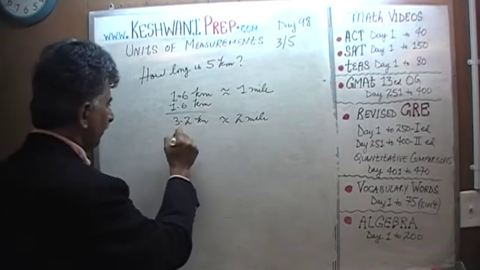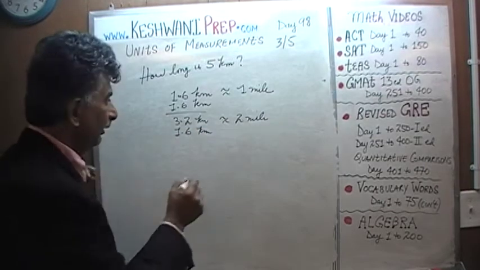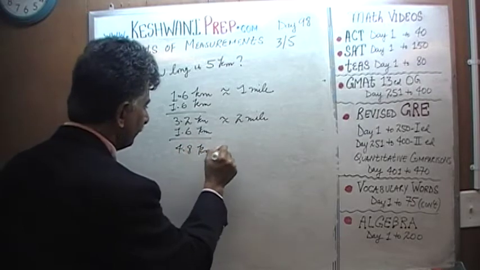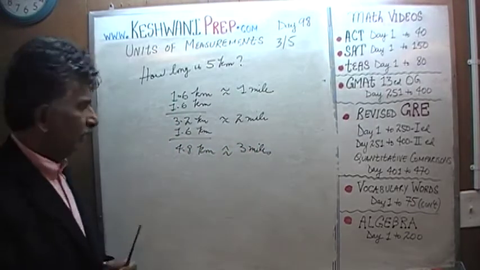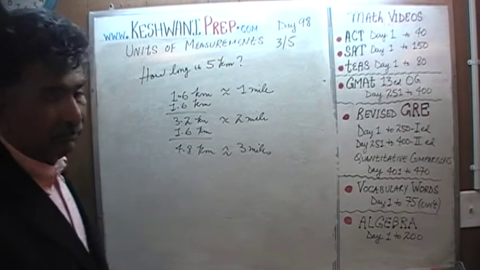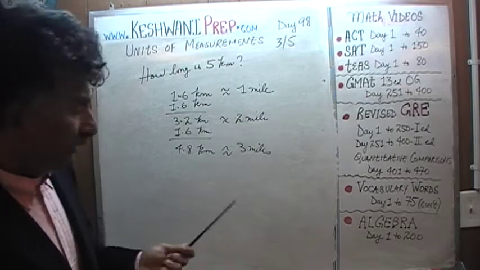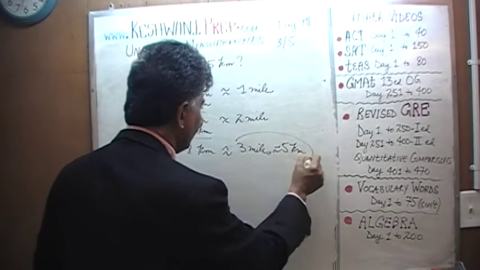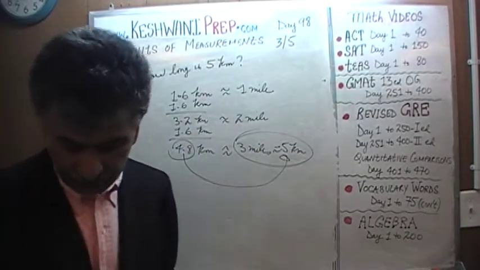Let's add one more 1.6, and we find out that it's 4.8 kilometers, approximately 3 miles. That's it, we are done. So if somebody tells you that my house is 5 kilometers from here, 5 kilometers is approximately 3 miles. It's 4.8, 5, it's the same thing. 5 kilometers is about 3 miles.